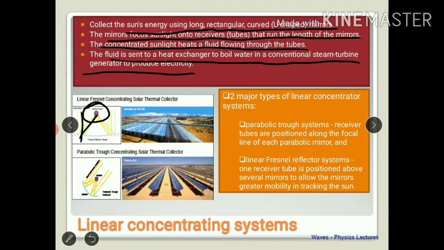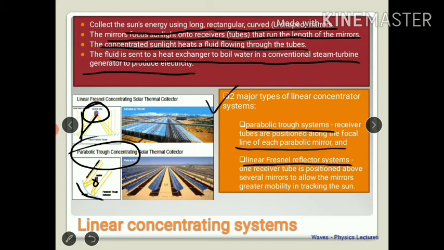Okay, now there are two major types of linear concentrator systems: the parabolic trough system and the linear Fresnel reflector system. In the parabolic trough system, as you can see here, we have a parabolic mirror, and the receiver is placed somewhere here. Receiver tubes are positioned along the focal line of each parabolic mirror. So we have the receiver there.